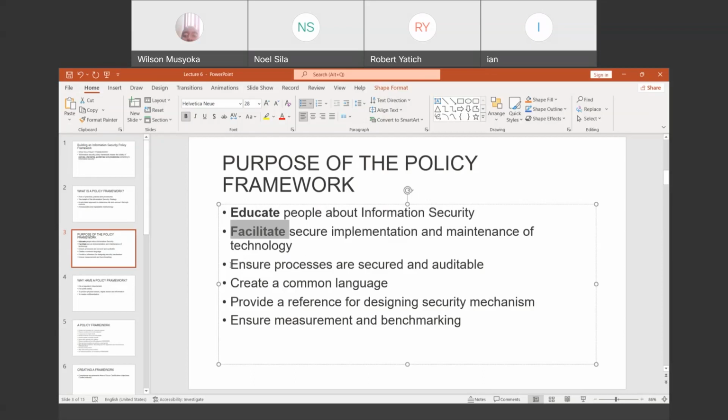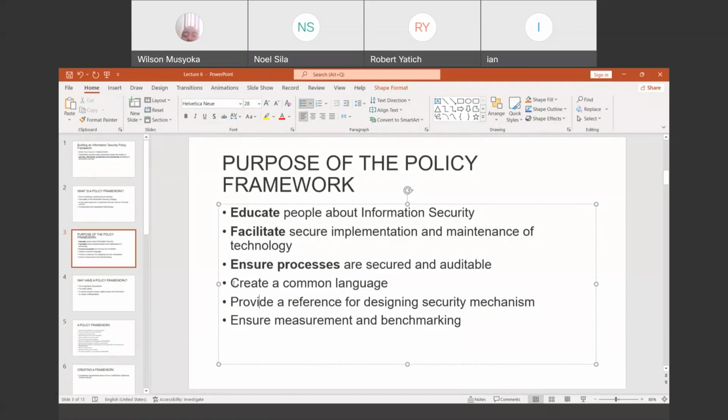Then you need to ensure processes are secured and auditable. So here the most important thing is, are you able to audit? Are you able to check? Are you able to evaluate and see that the security strategy that you have in place is working?